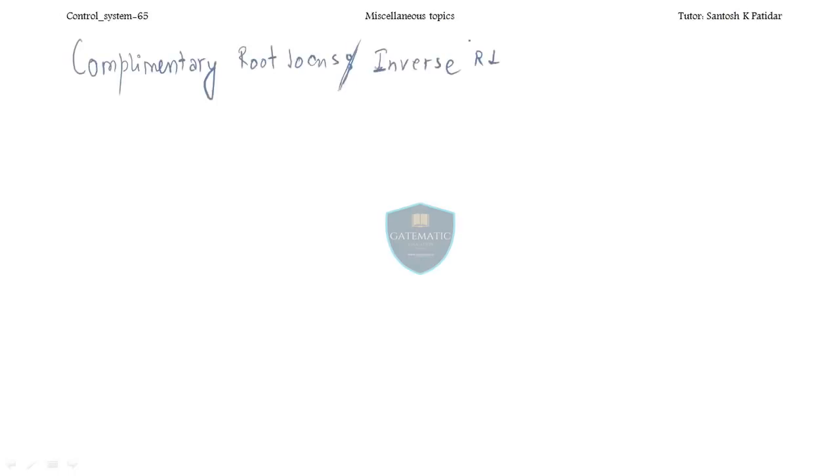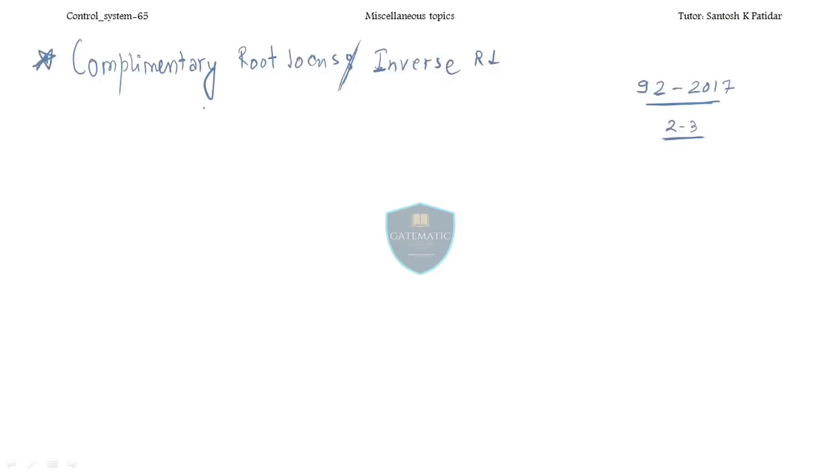Very important. So important for whom? For the IES fellows, the ESE exam, it's a bit important, but for the GATE exam it is not that much, because if you observe the previous year papers from 1992 to 2017, you will hardly find 2 or 3 questions. Though we are dealing with miscellaneous topics, I need to cover this complementary root locus.